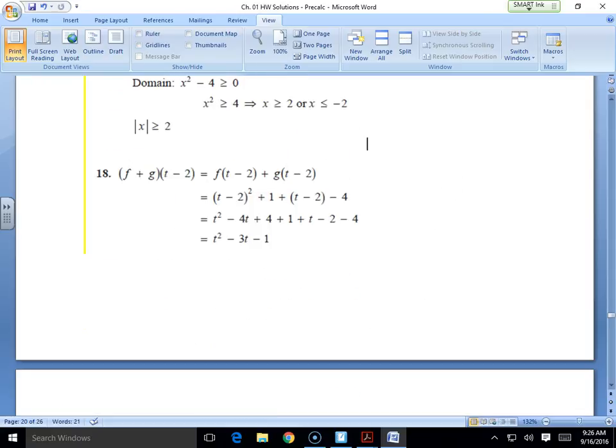18. Double check. There were so many places to make mistakes. You could have killed a seal and not distributed. You could have killed a puppy and not foiled. You could have killed something else and just not even done the plug-in and been totally lost. But remember the notation. It doesn't mean times, it means of. So I plug in to F, and I plug in to G, and I add them all together.